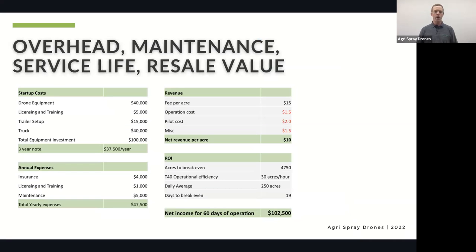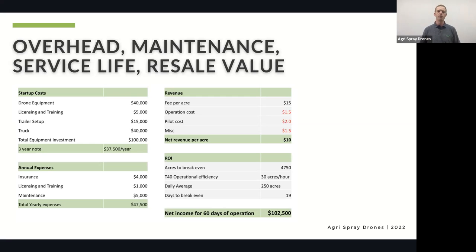Now, here's a quick overview of what the ROI looks like for one drone, starting a one drone service. So if you want to buy a drone, buy a truck, buy a trailer, get started from scratch, this is what you're looking at. When you break it down on a three-year note, you're looking at about $37,000 a year for the equipment. Annual expenses might run up to about $10,000 a year. So you're looking at roughly $50,000 a year in total expenses. And these are conservative numbers, so this could be less for sure.